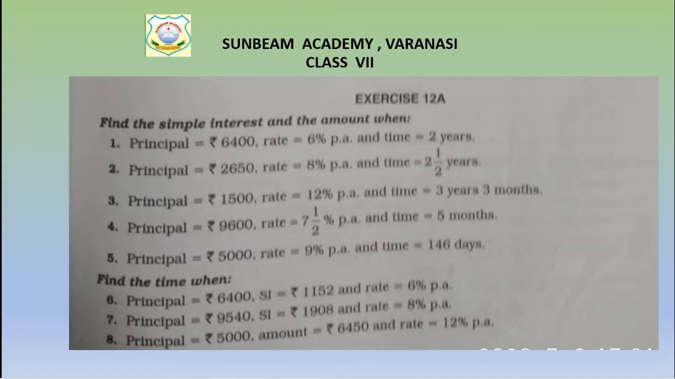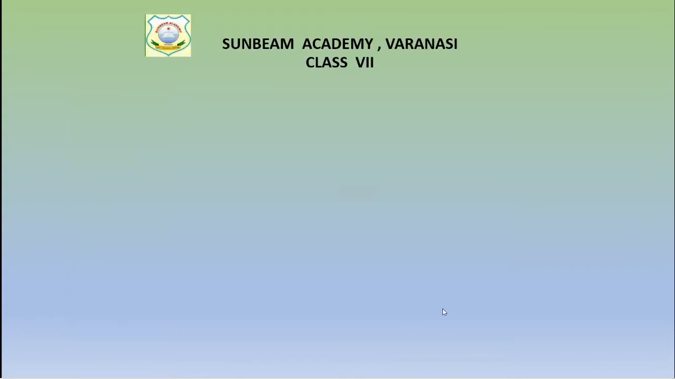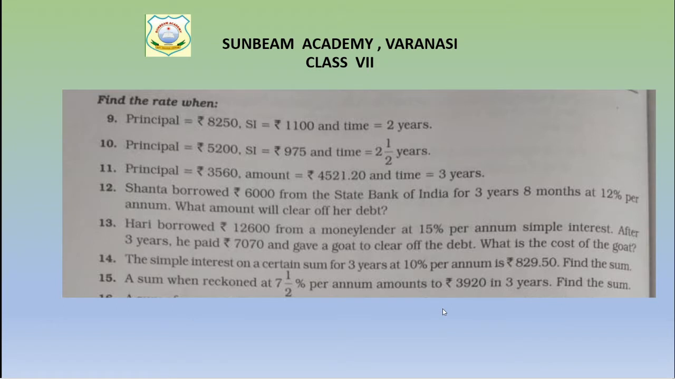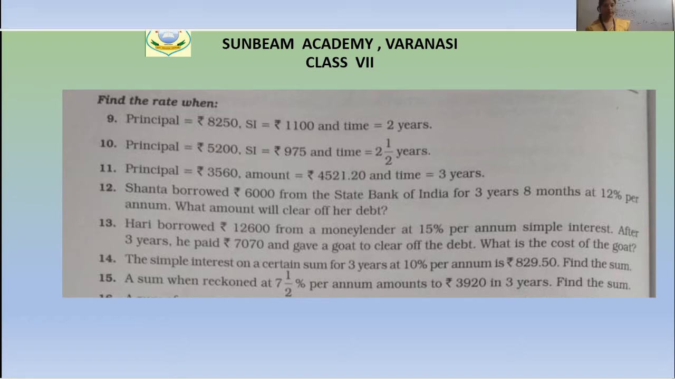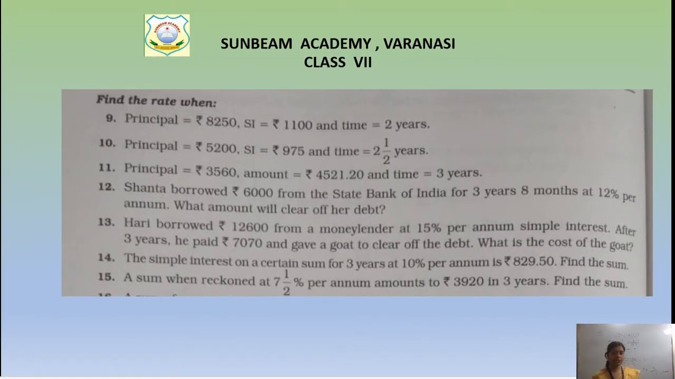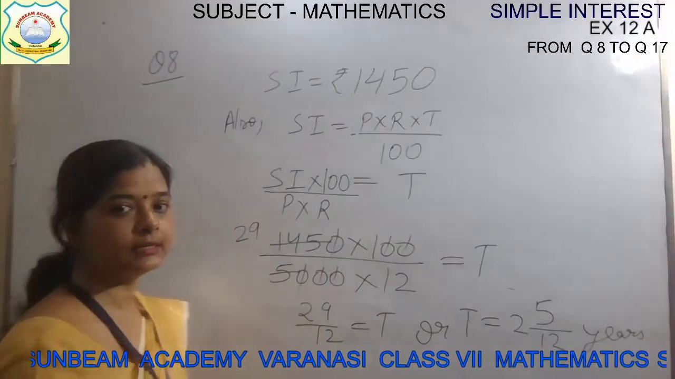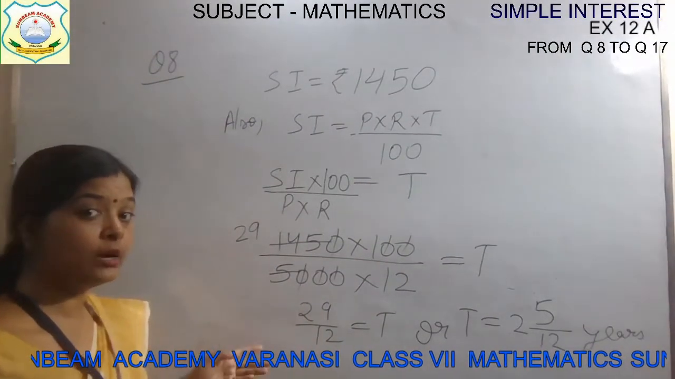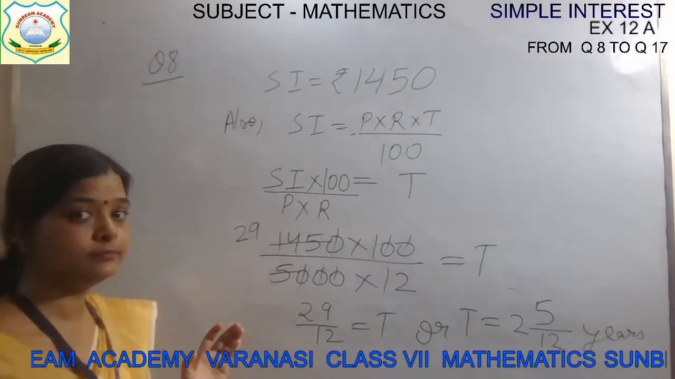We have to move to the next question, children. The next question is question number 10. Find the rate when these things are given. So quickly start solving it. We will write the question. I think you all have written this. If not, then also try to find it.